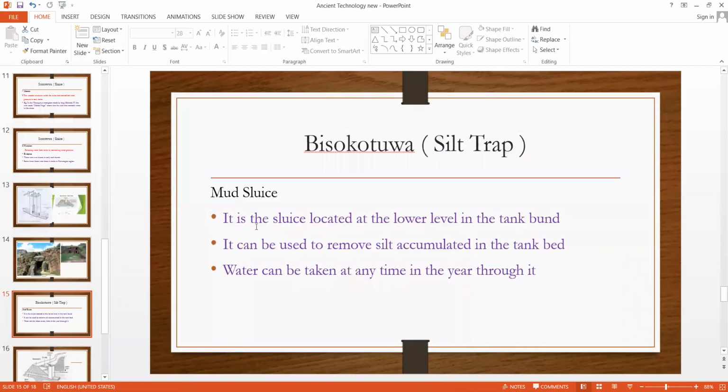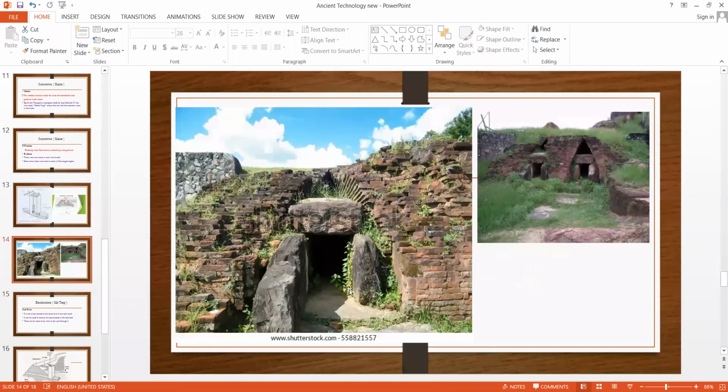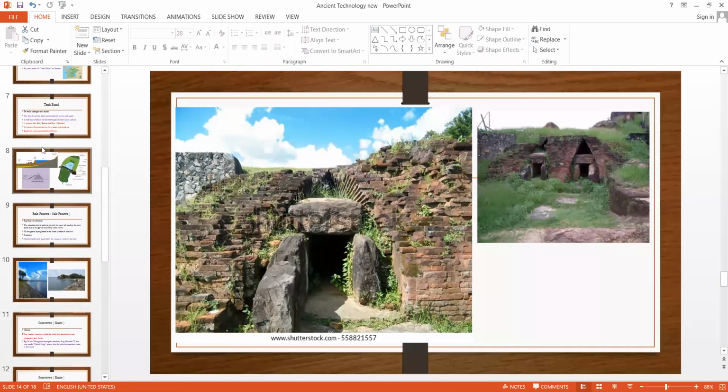So then Visakhapatnam. Related to Visakhapatnam, there are two sluices I told you. What are the two sluices? Now this is one sluice. So this is known as the mud sluice. So I have shown you this one.